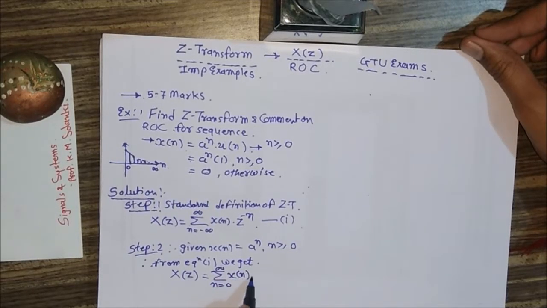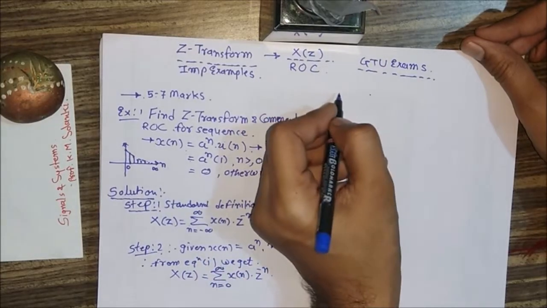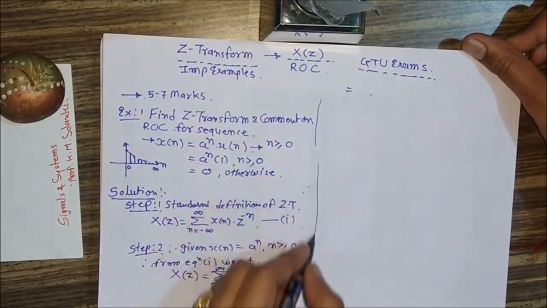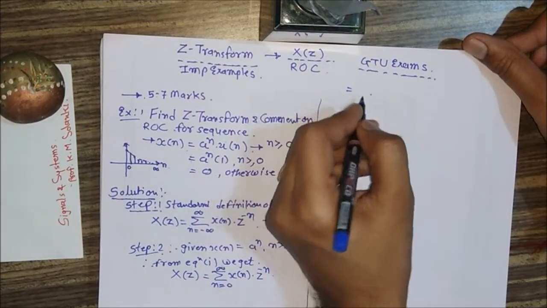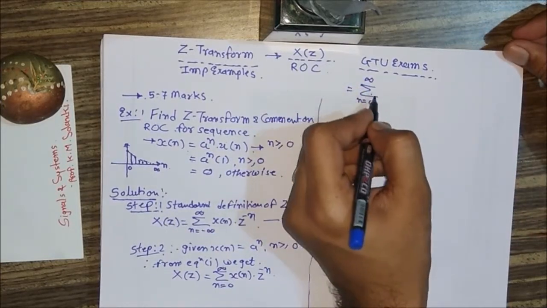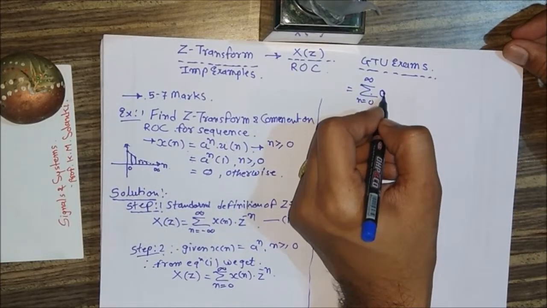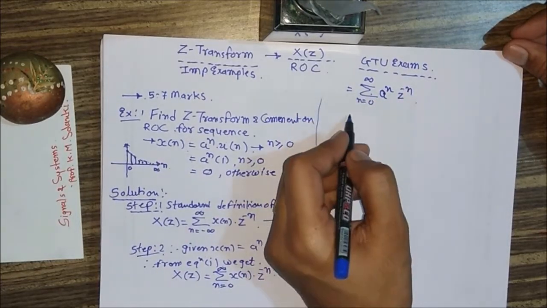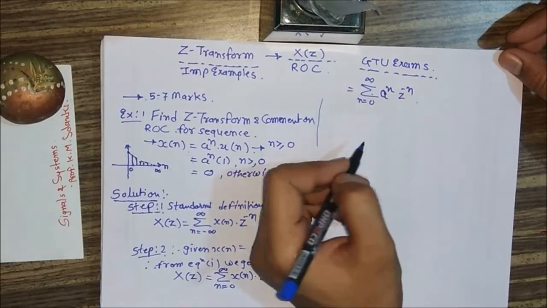So x of n into z raised to minus n. Now putting this x of n with this 0 to infinity, the value is a raised to n. So in the next step, x of z becomes summation n equal to 0 to infinity, x of n is now a raised to n, z raised to minus n as it is. So this will become a raised to n z raised to minus n.